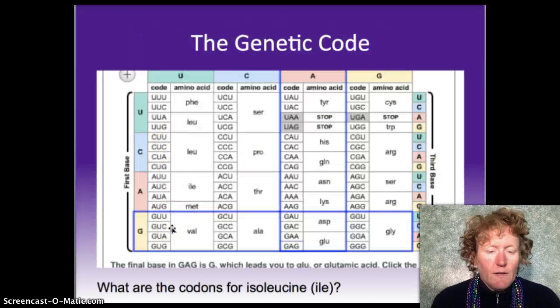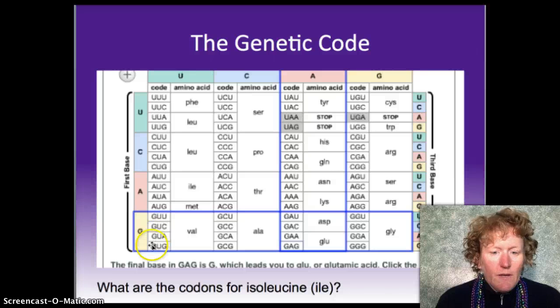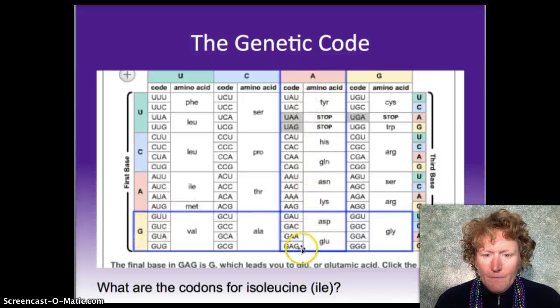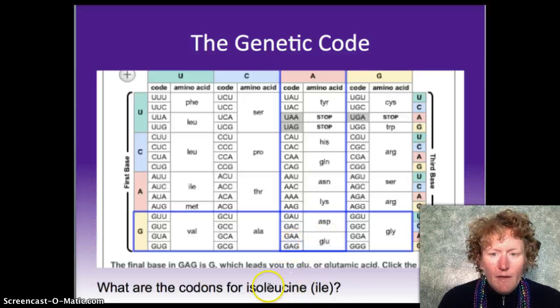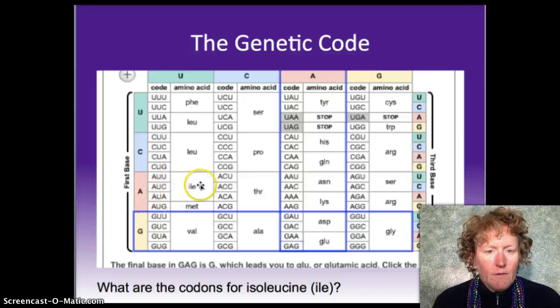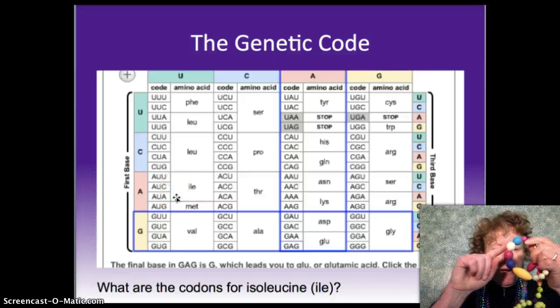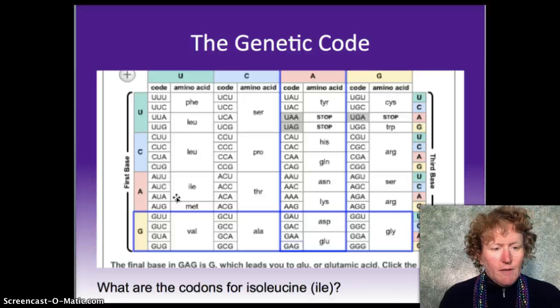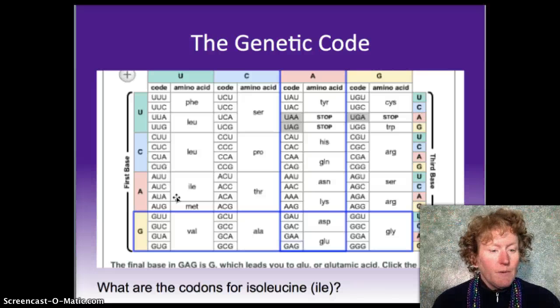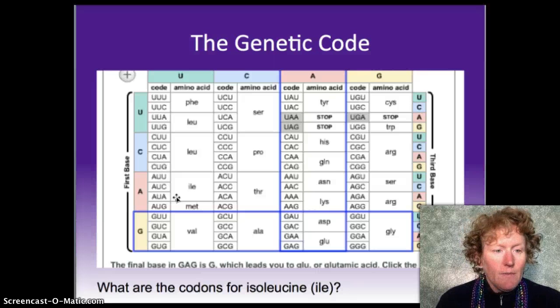The genetic code is right here. It took us scientists a while to figure this out, but now we know if you have G, A, G, that would be glutamine. And isoleucine, which is right here, can be coded by 3 different codons, AUU, AUC, or AUA. Remember, amino acids are the parts that you link together to make the protein. And proteins are what make up you. Hair, bones, teeth, skin, eyes. You're made of protein.